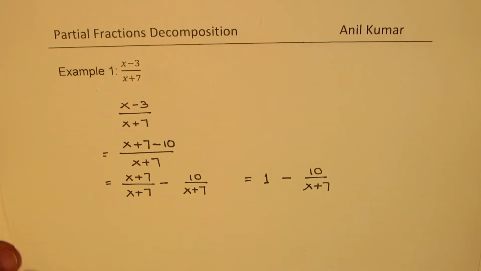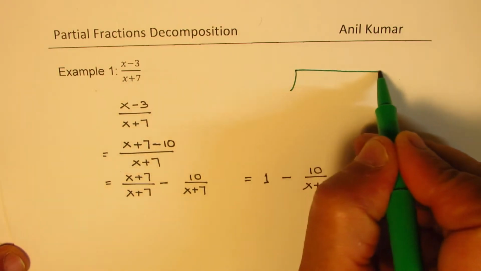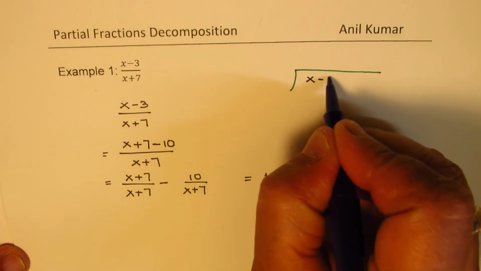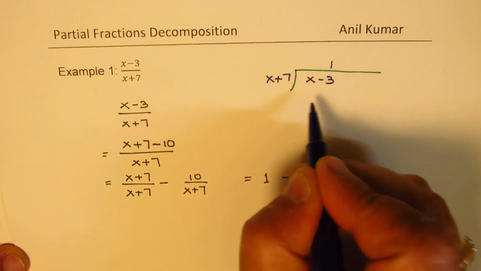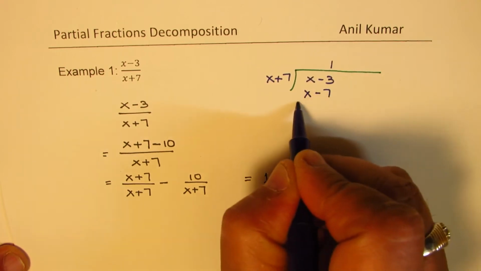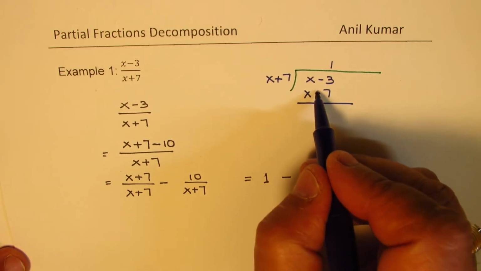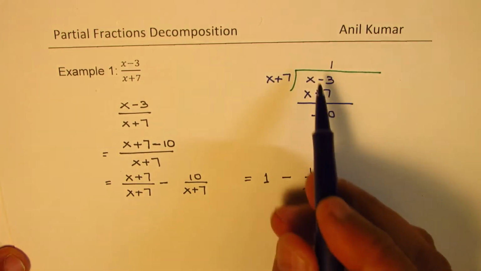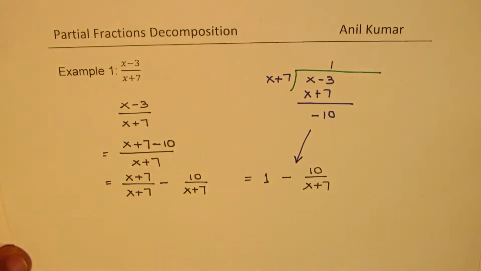Now in such cases, you could also do long division, right? Let me show you that also. So if I do long division, dividing x minus 3 by x plus 7, it goes one time, x minus 7. Remainder here is 1, right? Remainder here is minus 10. So see, from here you can again get the same result straight away.